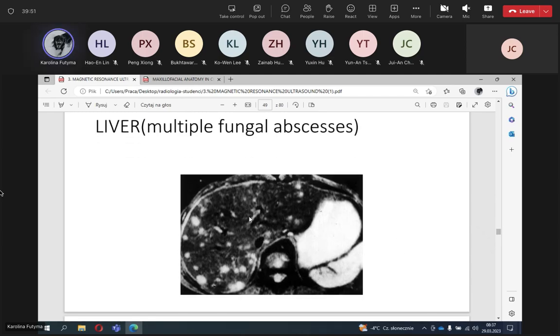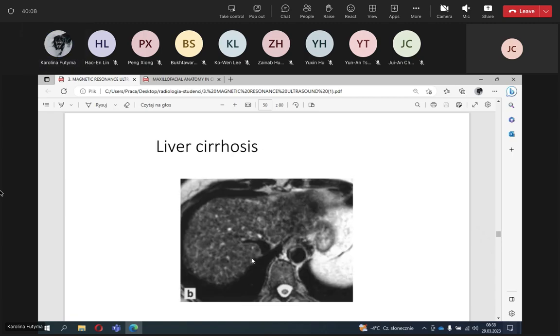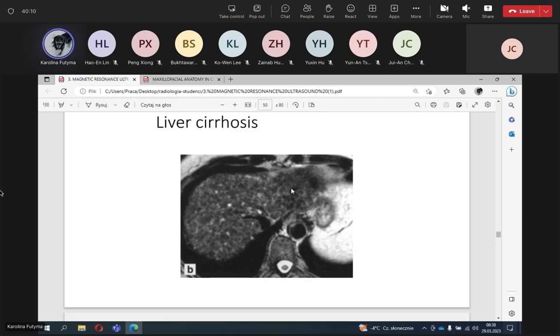Okay, this is the liver, and we can see that there are some cropped areas, and this is called multiple fungal abscesses. So abscesses are hyperintense in here. Liver cirrhosis, so this is one of the main pathologies of the liver.